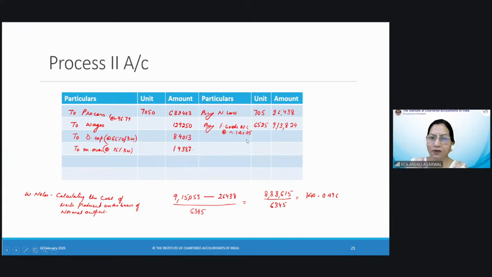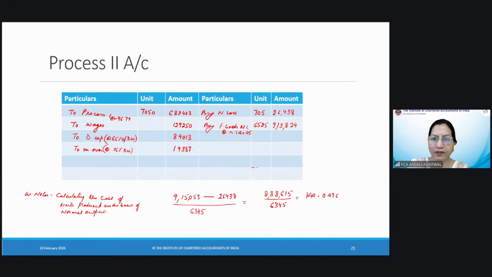If you will use 140.05, maybe you will end up getting a difference of 20-30 rupees. So my suggestion is in your calculators, you can use up to the last decimal to find out the absolute cost. And then here you can write approximately 140.05.